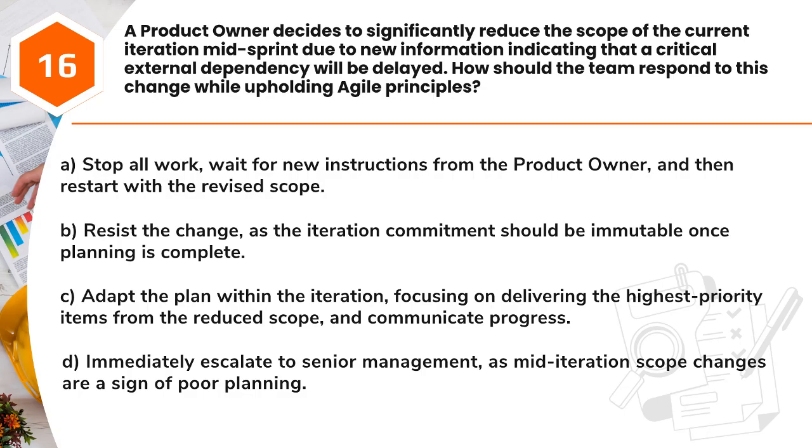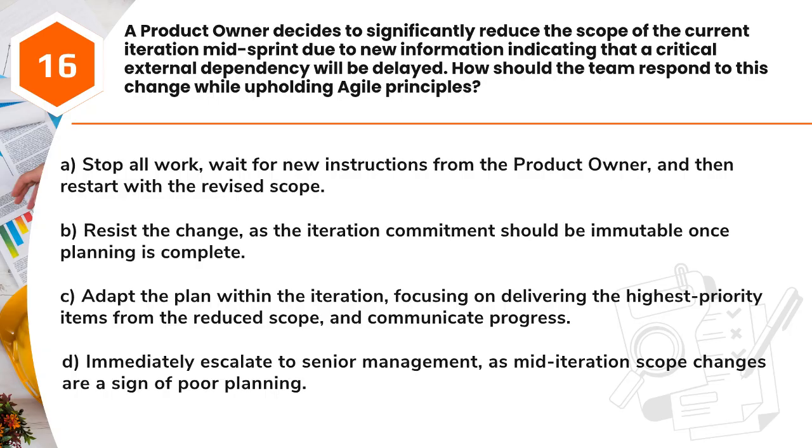Question 16. A product owner decides to significantly reduce the scope of the current iteration mid-sprint due to new information indicating that a critical external dependency will be delayed. How should the team respond to this change while upholding Agile principles? A. Stop all work, wait for new instructions from the product owner, and then restart with the revised scope. B. Resist the change, as the iteration commitment should be immutable once planning is complete.